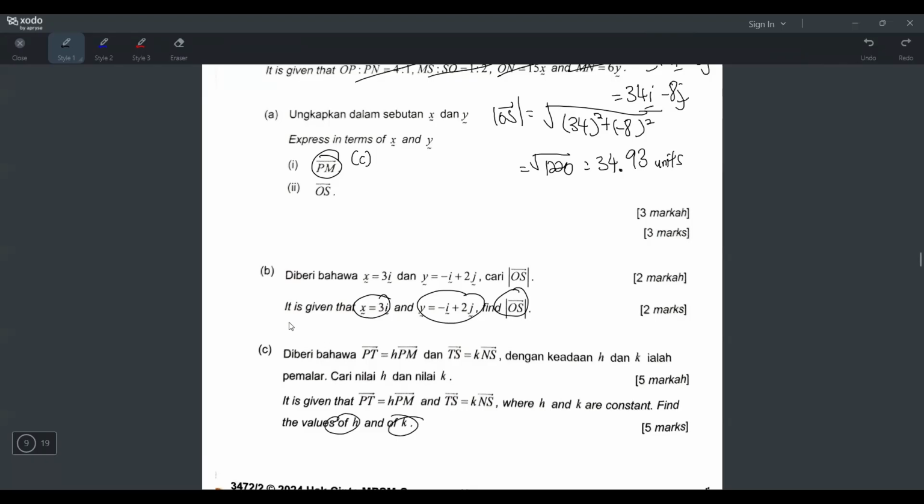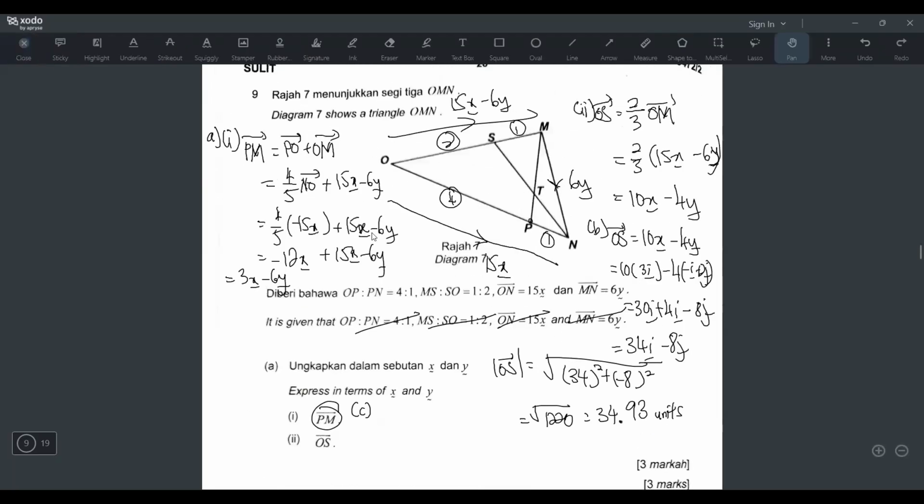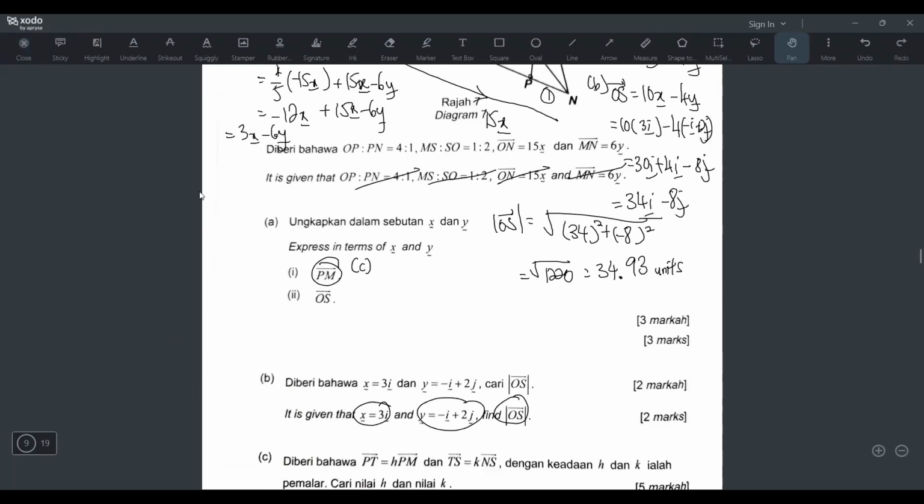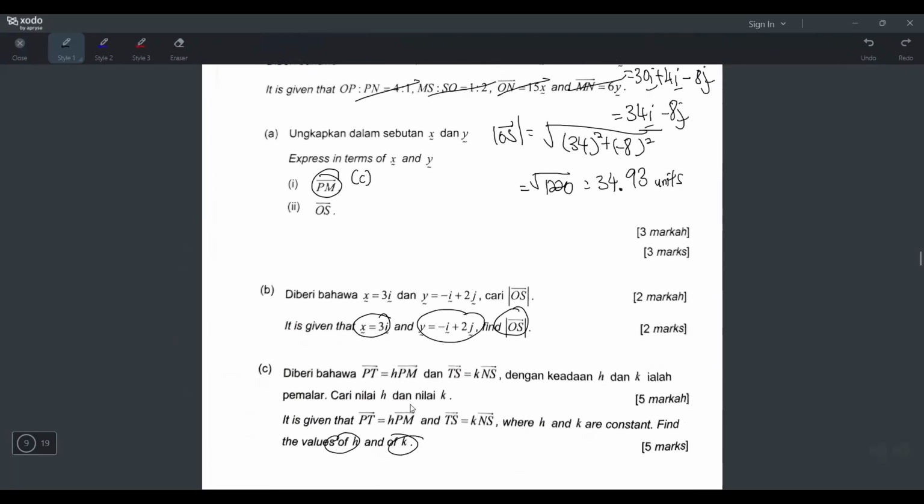Okay, I always tell my students, if they want you to find h and k in a vector question, you try to make h and k into one equation. Yeah, you try to make sure your equation has h and k in one equation, right? And how to do that? Okay, if you look at the diagram, there is no h and k. The whole question here has no h and k. The only places with h and k are here and here.